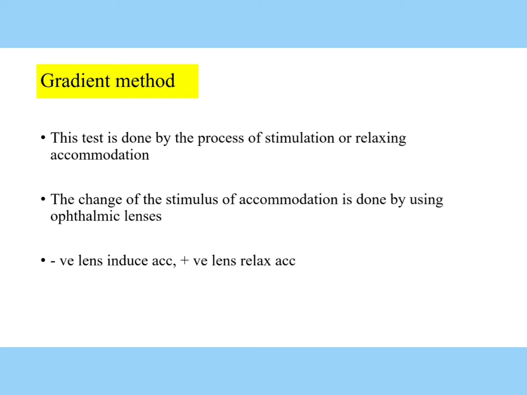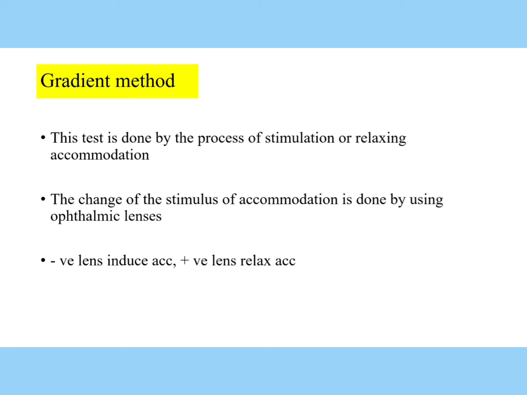This gradient method is also widely used for measuring the AC/A ratio, where it can be done by stimulating or relaxing the accommodation. Here the change in the stimulus to accommodation is produced by using ophthalmic lenses. Minus lens will induce accommodation and plus lens will relax accommodation. Why? Because whenever you put a minus lens in front of the patient's eye, the eye shifts to the hypermetropic side. So the patient will induce his accommodation to focus on the retina.